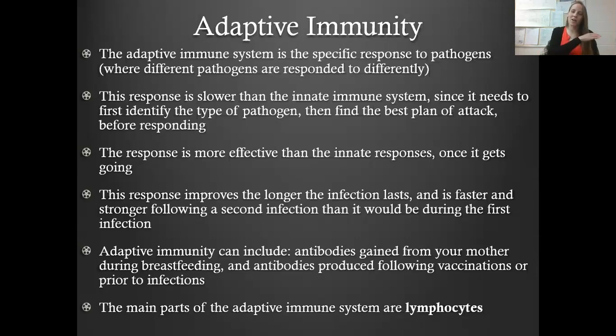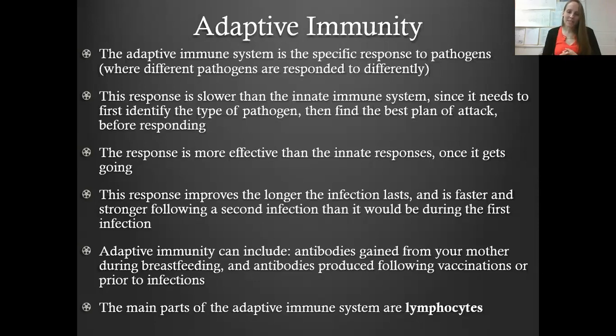This response also improves the longer the infection lasts. So your adaptive immune system gets stronger and stronger the longer your infection is. And if you have an infection of a pathogen and you recover from it, and then that same pathogen comes back and infects you again, your adaptive immune system will be able to respond even stronger and even faster than before. So the first time you get sick with something, it's usually a little rough, but the next time you get sick after that, it becomes easier and easier for your body to fight it.